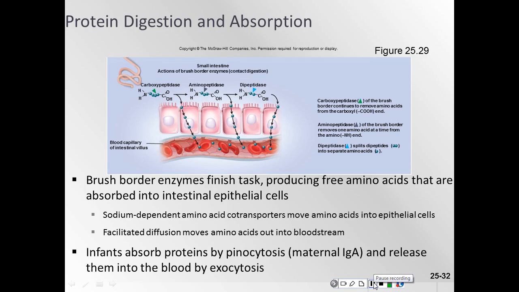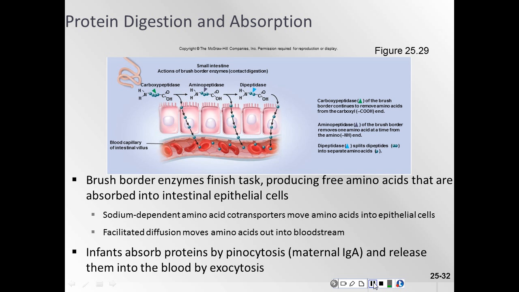Okay, so the amino acid absorption is similar to that of the monosaccharides. You're going to have several sodium-dependent amino acid co-transporters. So those ones are going to help carry these amino acids, different classes of amino acids, around the membrane. Now the dipeptides and the tripeptides, they may also be absorbed but are hydrolyzed within the epithelial cells.